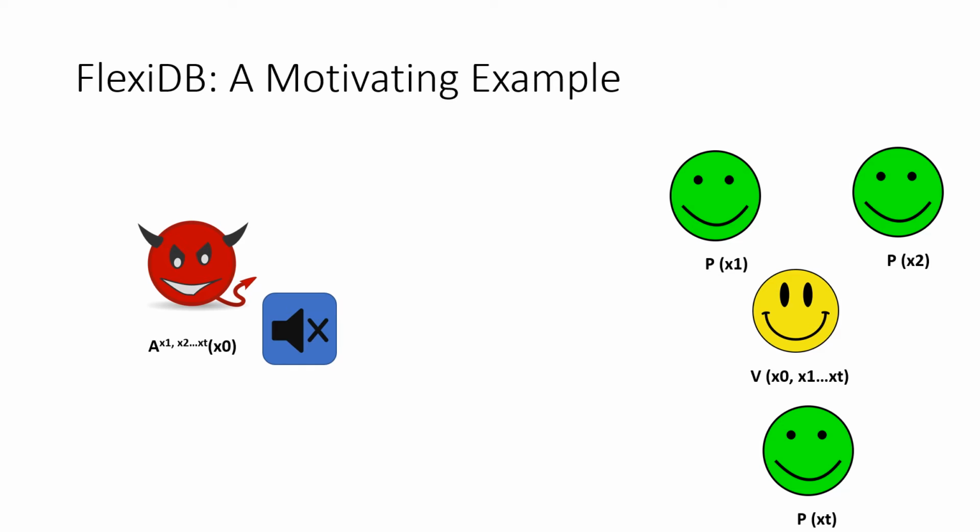So here we present an attack that is not possible in other models with these enhanced adversarial capabilities, and we see that we have an adversary that has his own key X0 as well as the keys to all of the other provers that are near the verifier. The attack goes as follows.